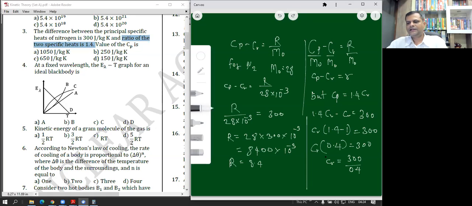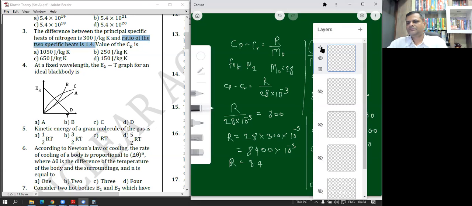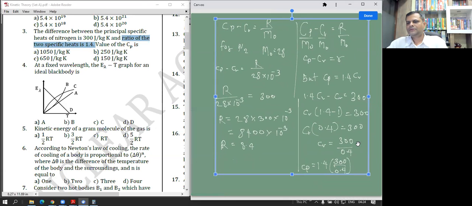But we want Cp, right? तो Cp निकालने के लिए क्या करना पड़ेगा हमको? तो Cp can be written to be equal to 1.4 times of Cv, and Cv is already this 300 upon 0.4. Just simplify this further and get the final answer.